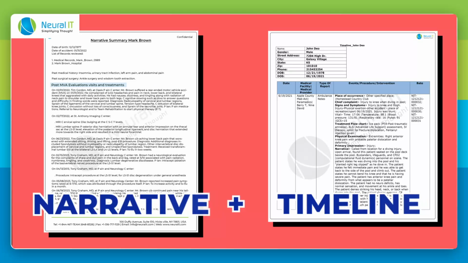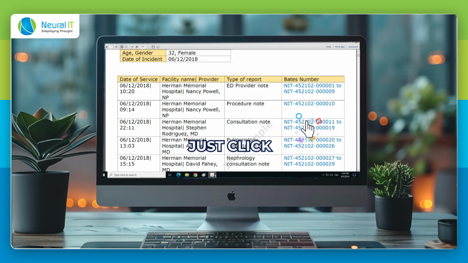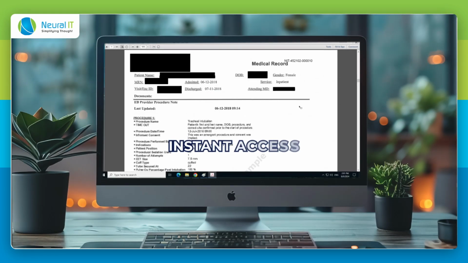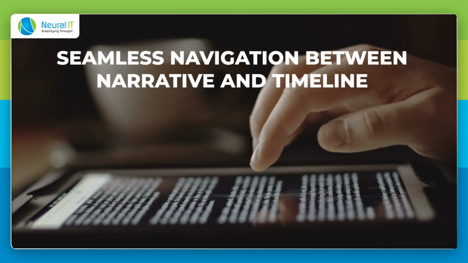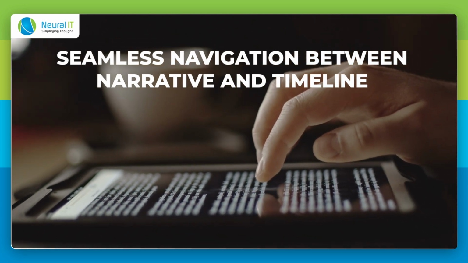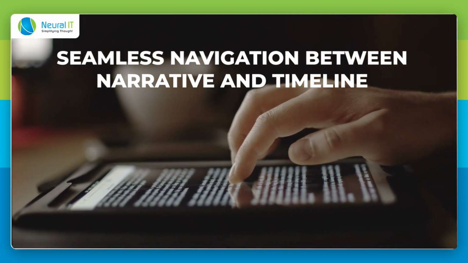descriptions. This powerful combination includes a detailed narrative summary with events arranged chronologically and a hyperlinked timeline, allowing you to easily cross-reference details. The timeline is hyperlinked. Simply click the Bates number, and you're instantly taken to the exact page in the medical record. Effortlessly navigate between the narrative summary and the timeline, cross-referencing data with just a click.